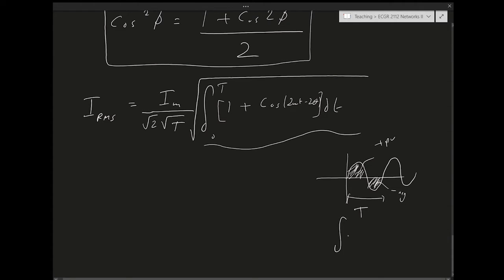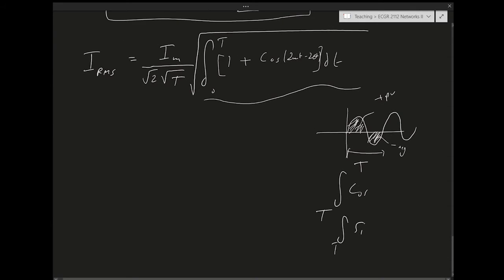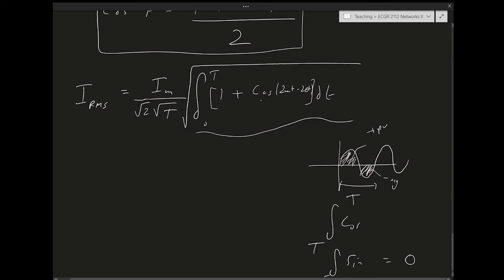So if you integrate any cosine or sine across a whole period, you end up with 0. Even if you have combinations of cosines and sines all at the same frequency, if you integrate over the period of those cosines and sines, you will end up with 0. So integration of this term is going to give me 0. What about integration of the 1?